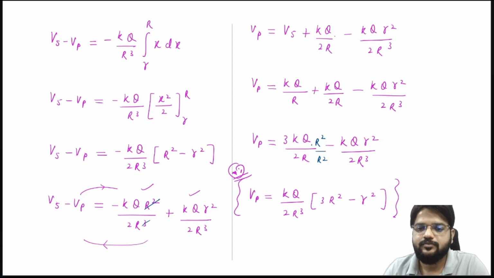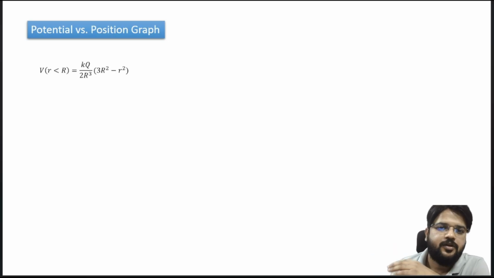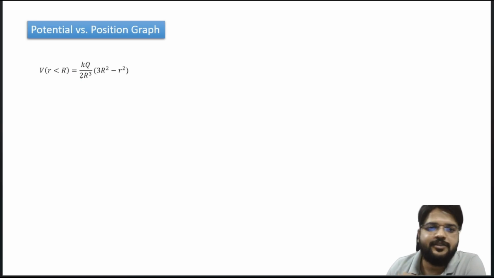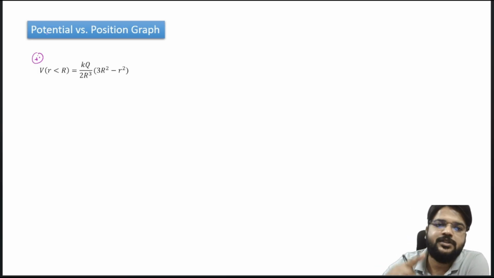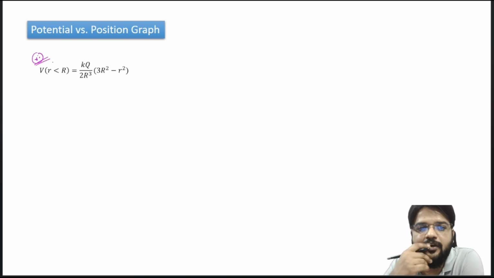Note down. So now we will discuss the potential versus position graph. So already we have this result, everyone. Potential at R distance from the center can be written as KQ by 2RQ, 3R square minus R square. And this formula is only valid if the point is present inside the solid non-conductor. If the point is present outside the solid non-conductor, then this formula is not valid. So it is only valid for the internal point, correct?